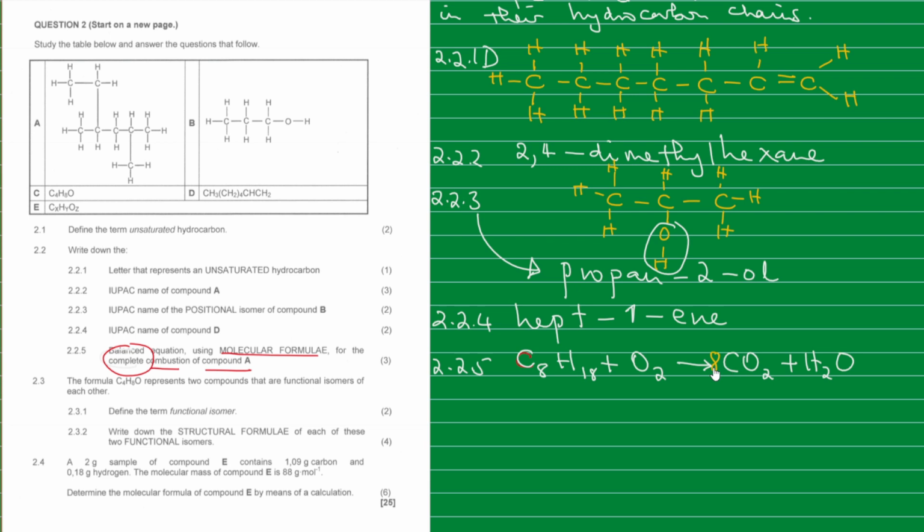So 8 times C, 8C. Then I would do C8. Okay, so we have balanced the carbon. Start with those that appear once on either side. Like here I've got 1 carbon atom, 1 carbon atom, 1 hydrogen atom, 1. That's why I start with carbon.